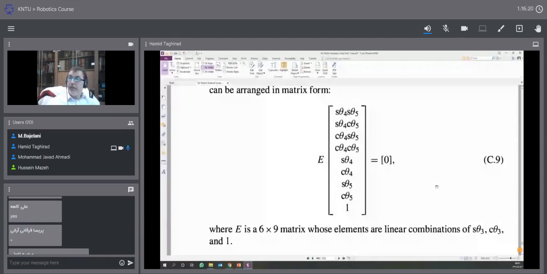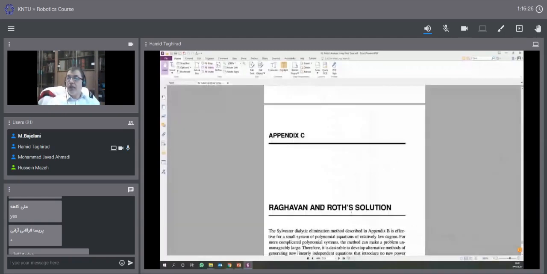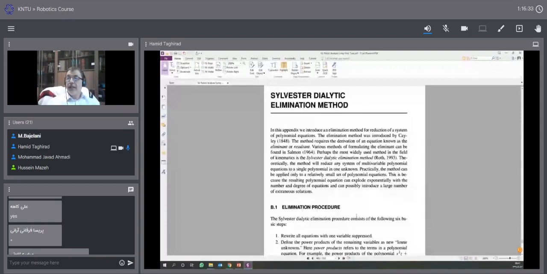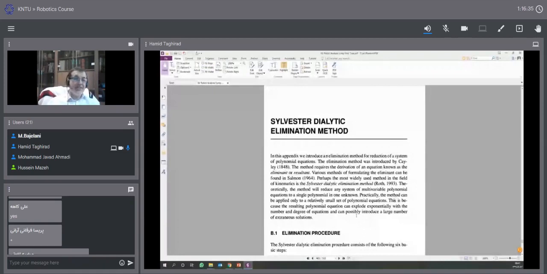two methods are given here. One is the Raghavan-Roth solution for a 6-degree of freedom robot. This is good to read. You have the Sylvester elimination method. All of these methods are good for inverse kinematic. And more than that, which is quite interesting, the continuation method. I hope that I can find the continuation method here.